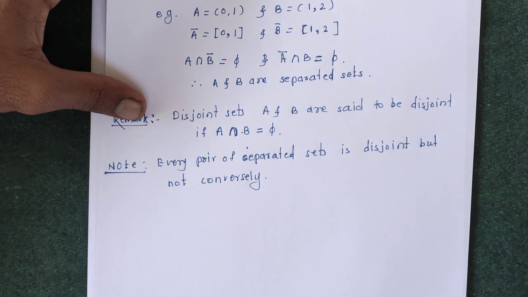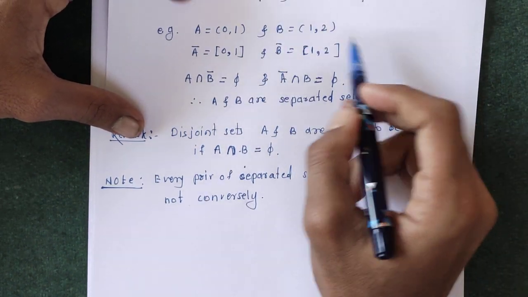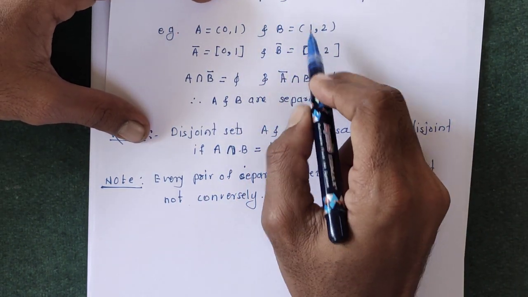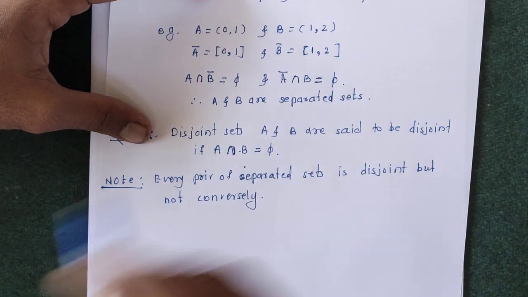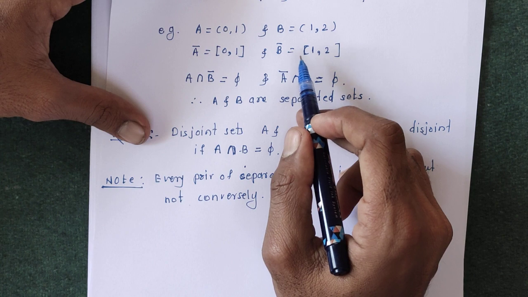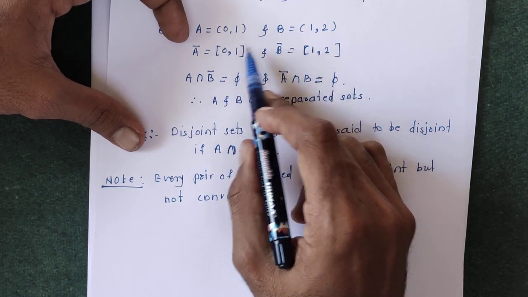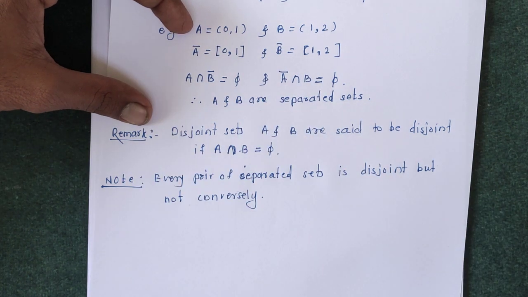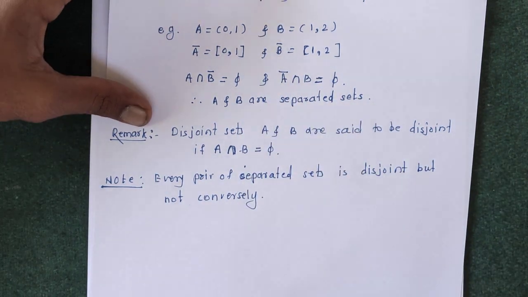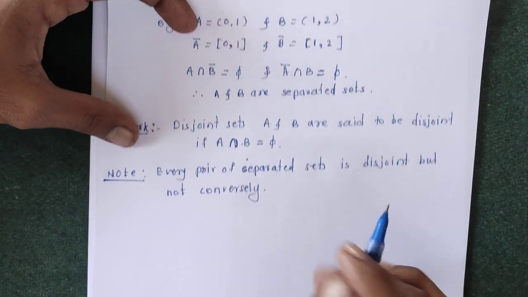These are the examples of separated sets. Now if we take A equal to this interval and B equal to, suppose, the interval (1/2, 2), then they are not separated. To check whether sets are separated or not, we just find the closure of every set and take the intersection of A closure with B and A with B closure, and if both the intersections are empty, then we say that A and B are separated sets.